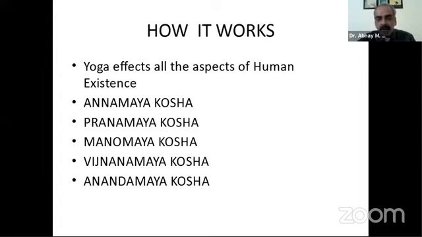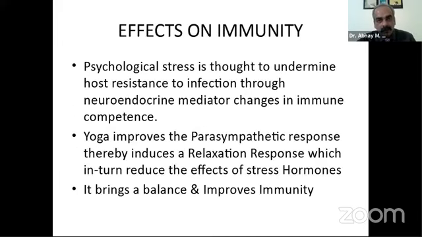The Manomaya Kosha is the mind, and yoga helps in calming down the mind, relaxing the mind, balances the mental activity. Vijnanamaya Kosha is again the intellectual aspect of a human being, that is also given a lot of importance in yoga. Anandamaya Kosha, the happiness quotient of the body, is also affected by regular practice. Now, psychological stress is thought to undermine host resistance to infection through neuroendocrine mediated changes in immune competence. Yoga improves the parasympathetic response, thereby induces a relaxation response, which in turn reduces the effect of stress hormones. It brings balance and improves immunity.